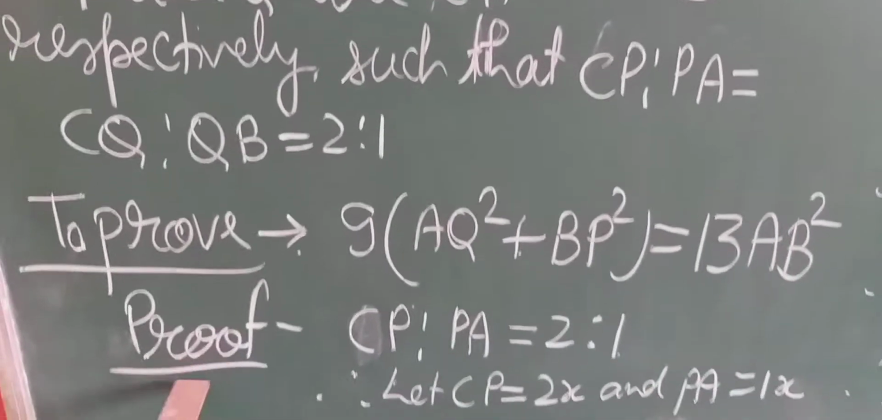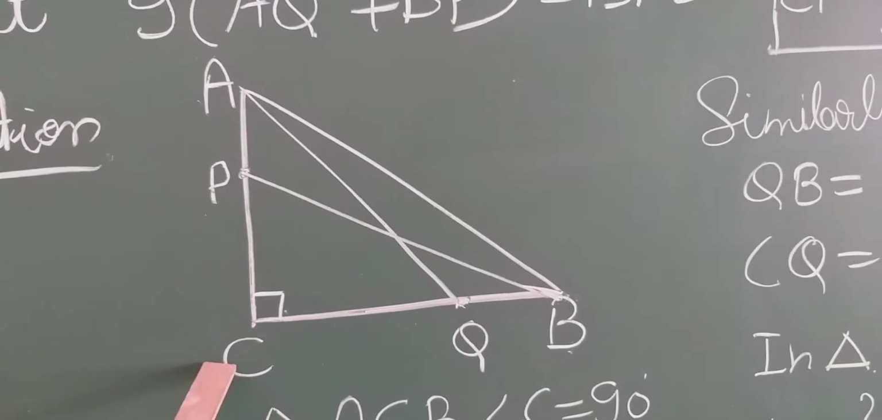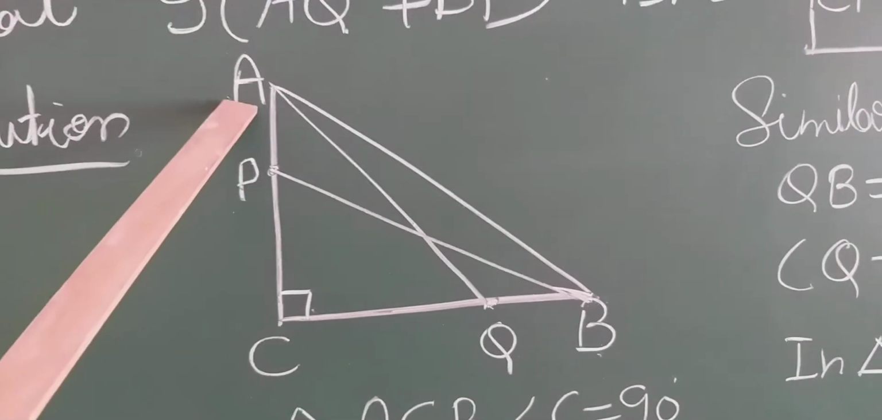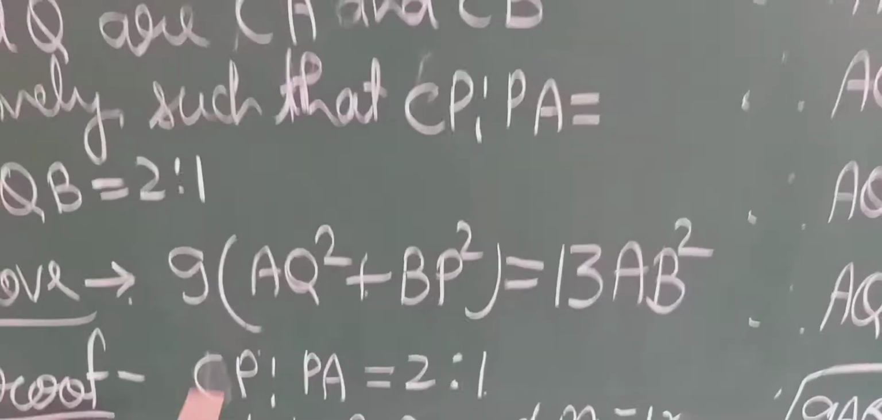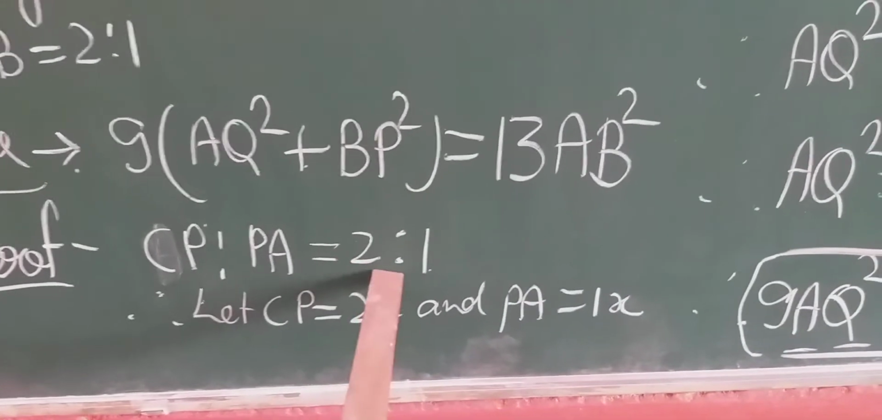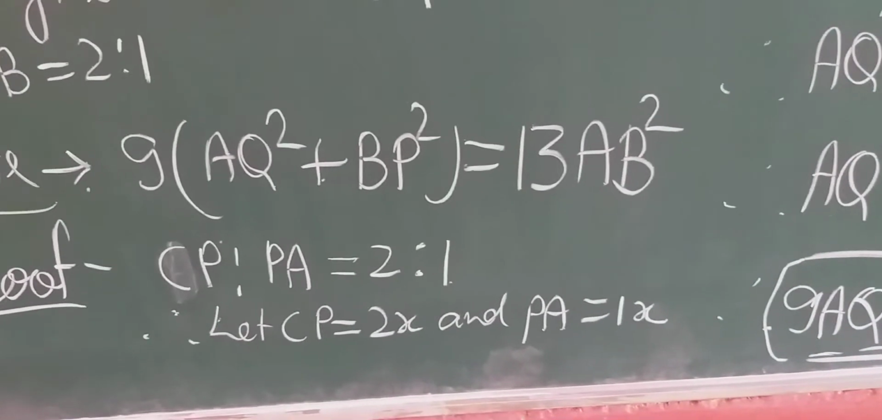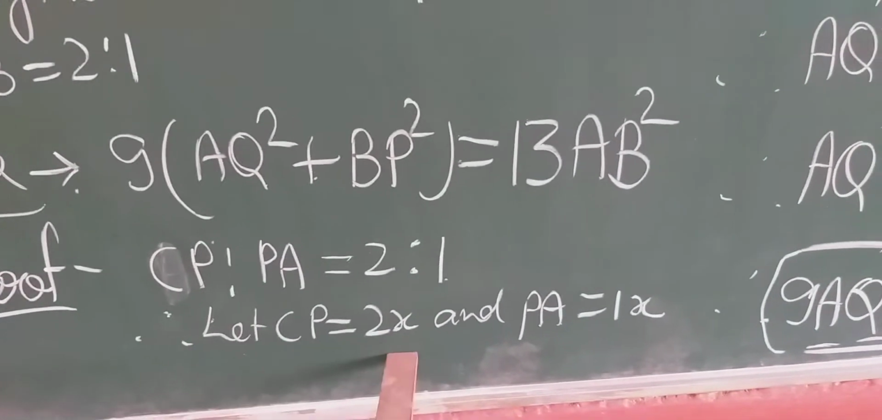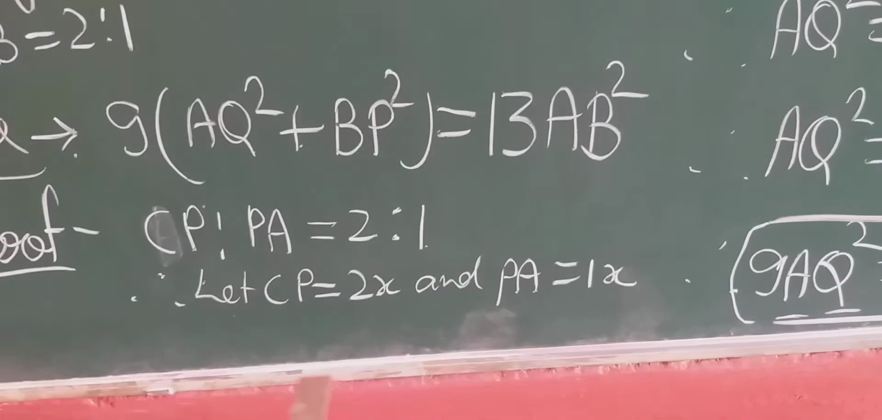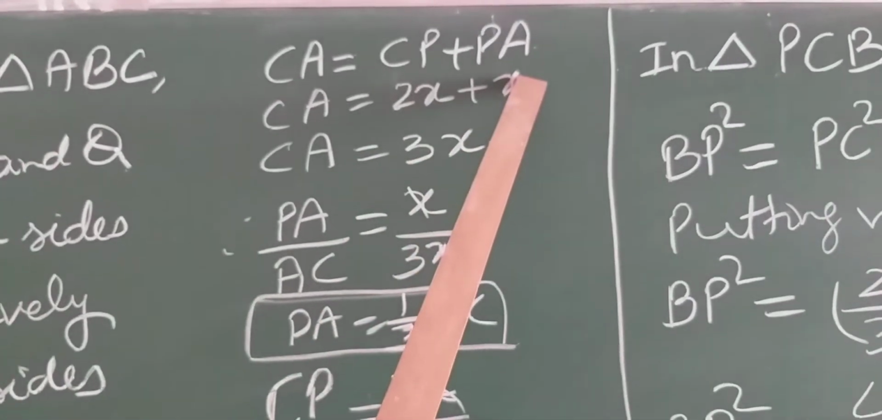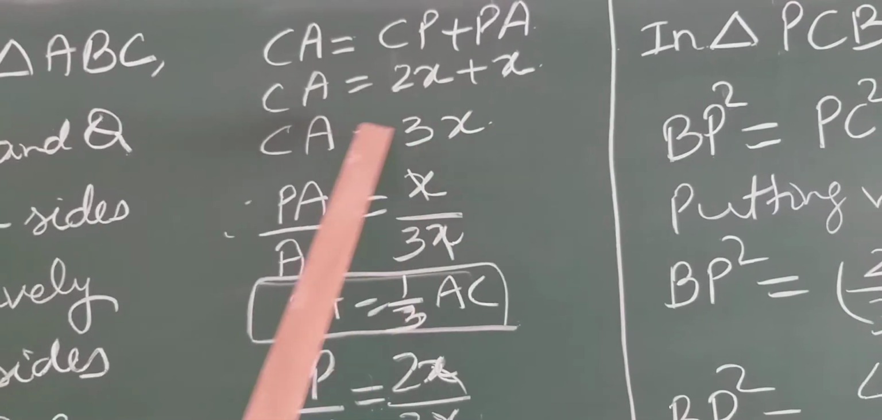Now the next heading is proof. First of all, students, we will find the relation between CP and CA, CQ and CB. CP is to PA equals 2:1, this is given to us. So we can say let CP equal 2x and PA equal 1x. If we add CP and PA, we get AC. So AC equals CP plus PA, 2x plus x, CA equals 3x.